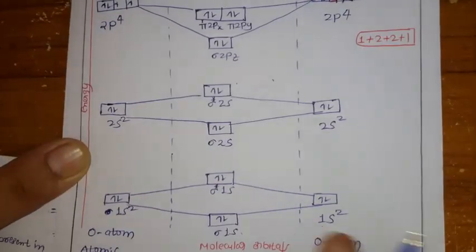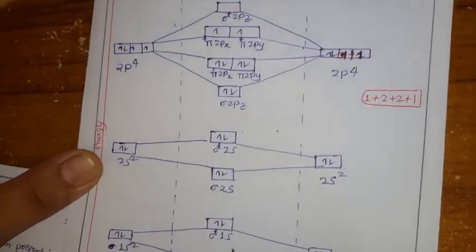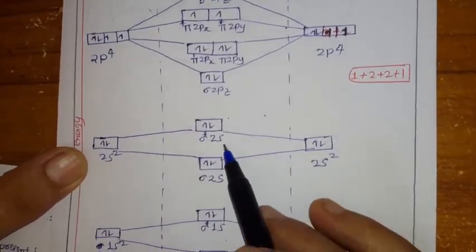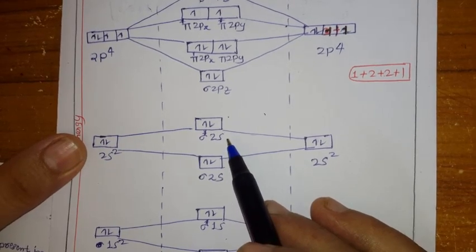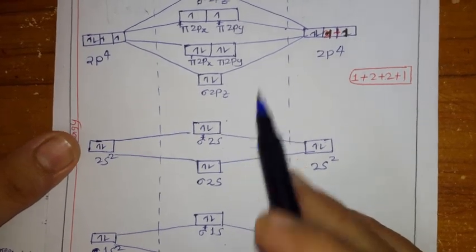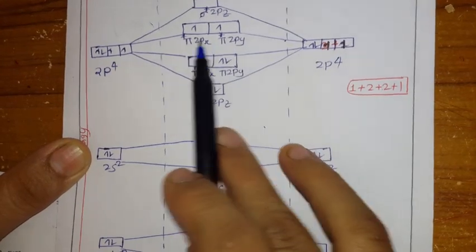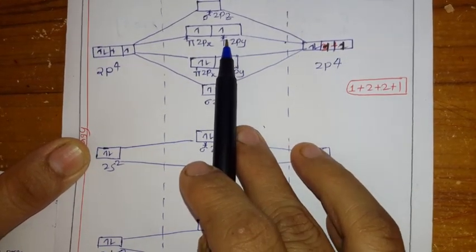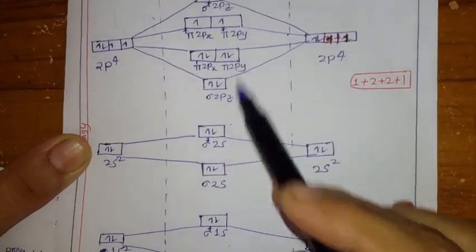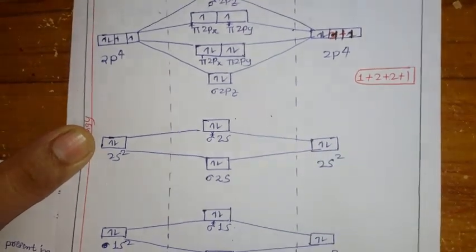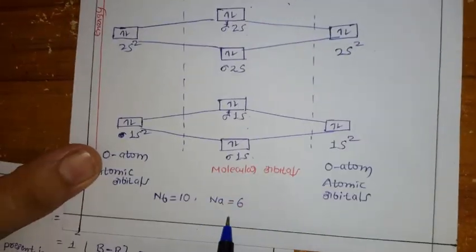Now come to antibonding. If you see the antibonding here, this is antibonding sigma star 1s 2. This is also antibonding. Here how many are there? 2 plus 2, 4. Here these are antibonding. So antibonding how many are there? 2. So total here, 2 plus 2 plus 2, total 6. So antibonding electrons, how many are there? 6.